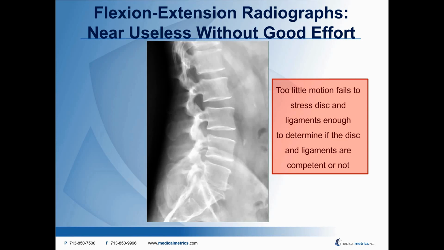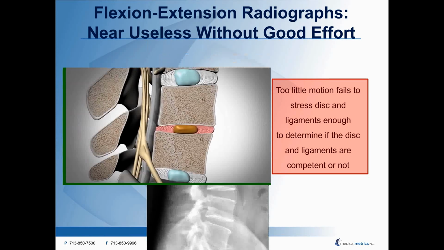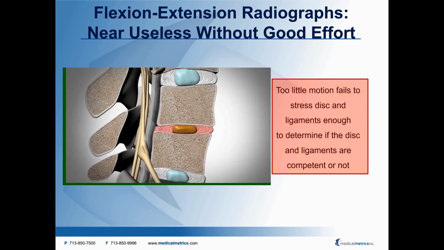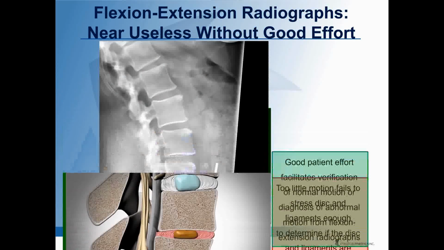This is a flexion-extension exam with too little motion. When there is little patient effort, like in this exam, the intervertebral motion is in the neutral zone and the disc annulus and ligaments are doing little to restrict motion. The vertebrae rock back and forth without stressing the intervertebral motion restraints. This results in a useless flexion and extension exam.